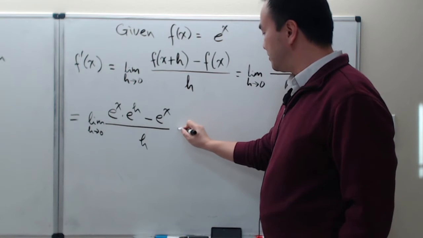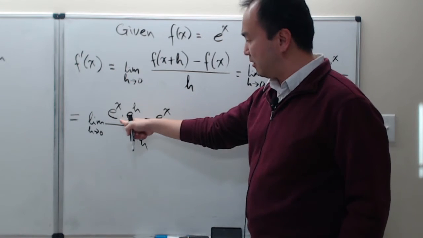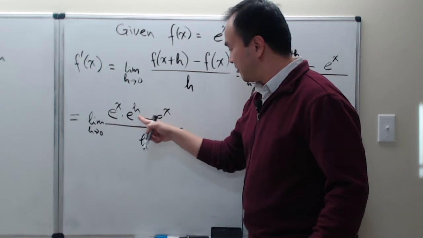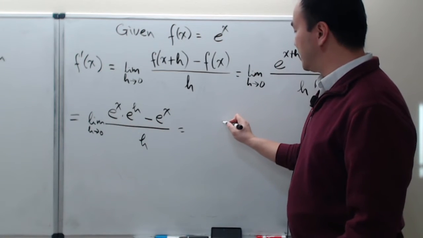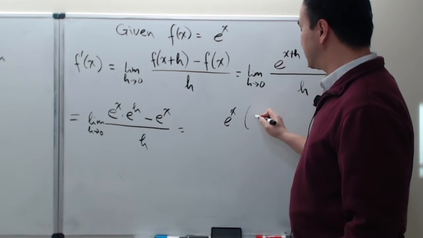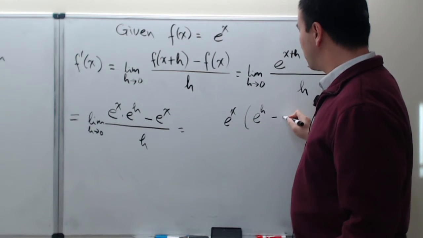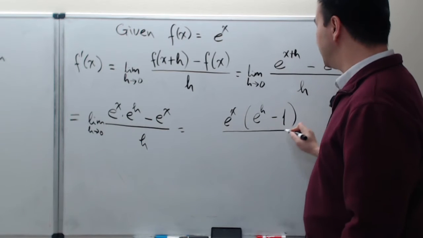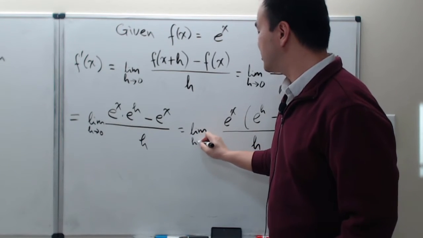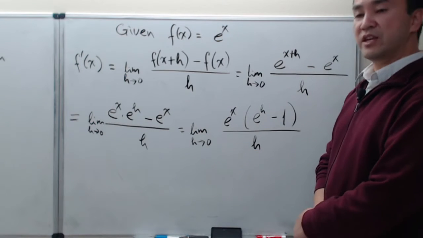I am going to use my algebra, and at least now among the two terms I can recognize a common factor. So there's a common factor e to the x here. So I am now going to factor e to the x. And now what I'm looking at here is e to the h minus 1, and we're dividing by h, and we're taking limits as h goes to 0.